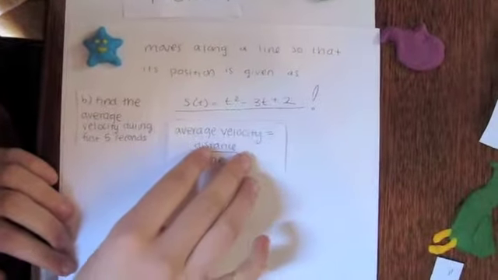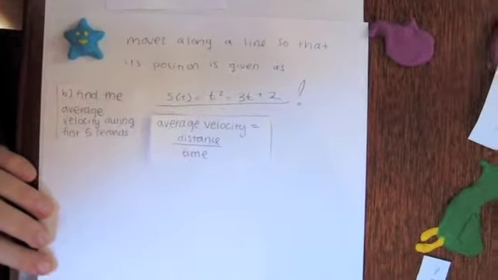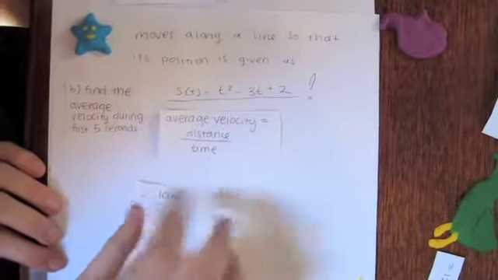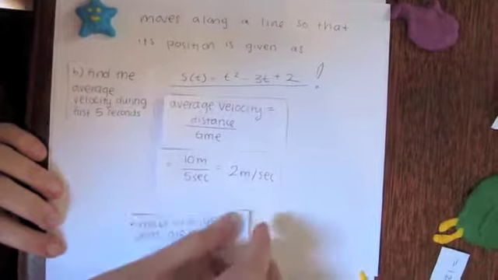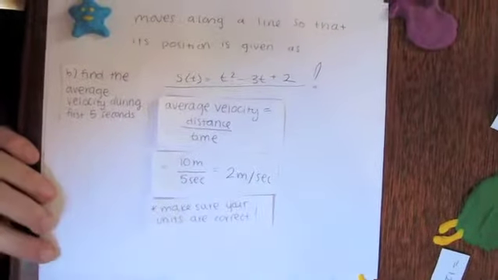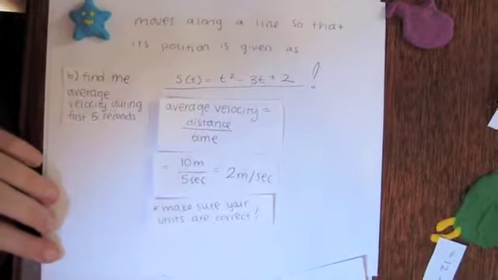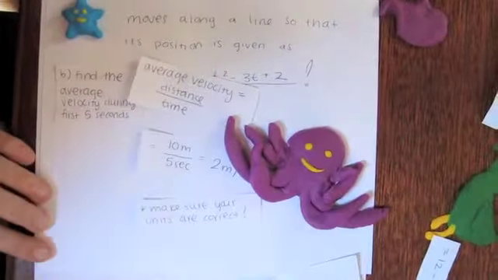Now, we're going to find the average velocity during the first 5 seconds. To find the average velocity, you take the distance over the time. We've already found that the distance in the first 5 seconds is 10 meters, so you divide that by 5 seconds and get 2 meters a second. Just make sure your units are correct.